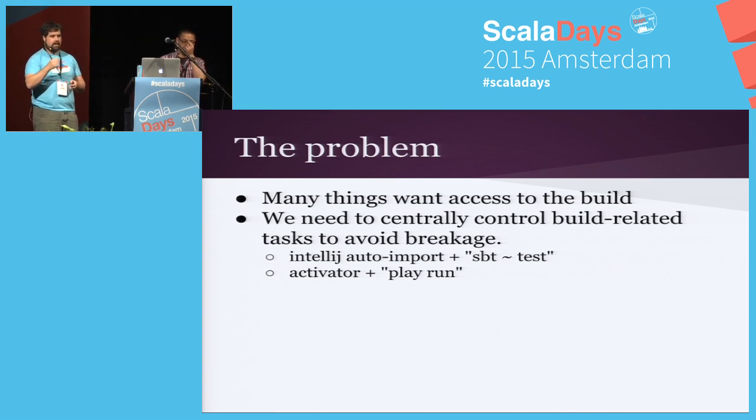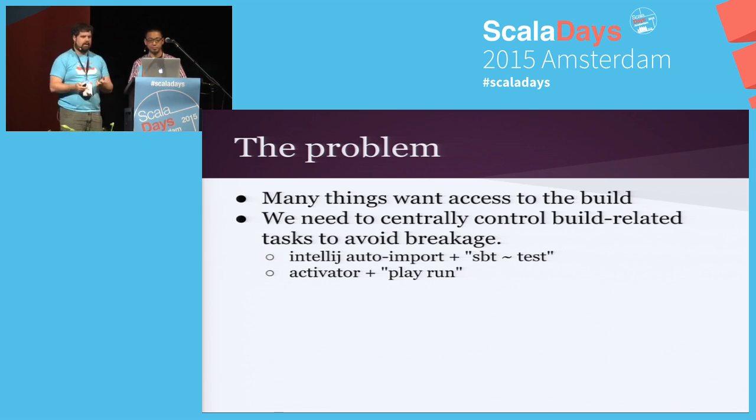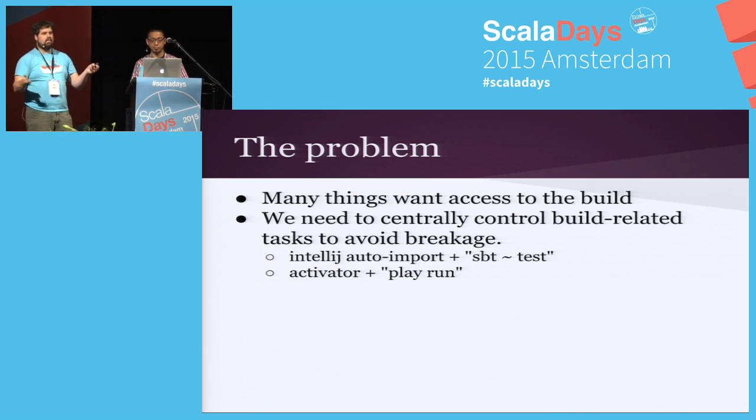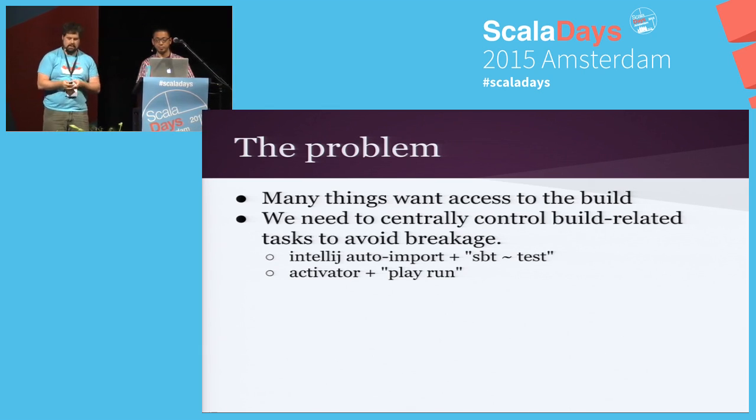And the problem is that if two things are touching the file system and one deletes things the other one is looking at, all hell breaks loose, basically. So we need to avoid that. This was also a problem with Activator and play run. When you run play run, you're actually forking off Play and it's communicating to SBT. Activator is communicating to SBT. And if you run IntelliJ, you have a third thing connecting to SBT. So it's pretty awesome.